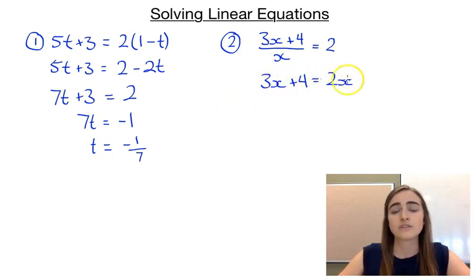So again, we've got x's on both sides and we don't want that really, so we're going to get rid of this 2x. So we're going to subtract 2x from both sides. And we'll end up with x + 4 = 0. And then subtract 4 from both sides. So we'll end up with x = -4.